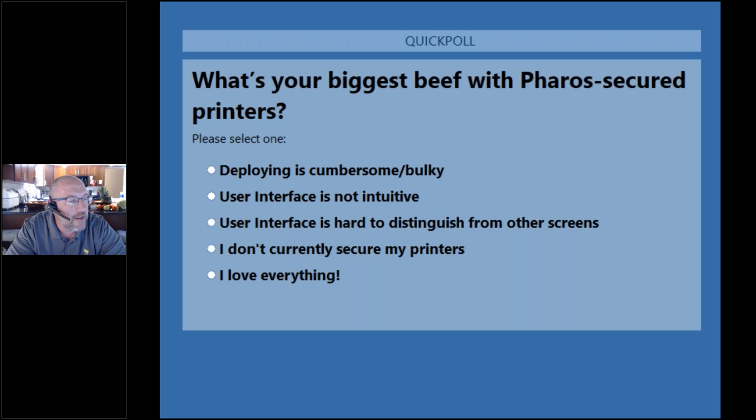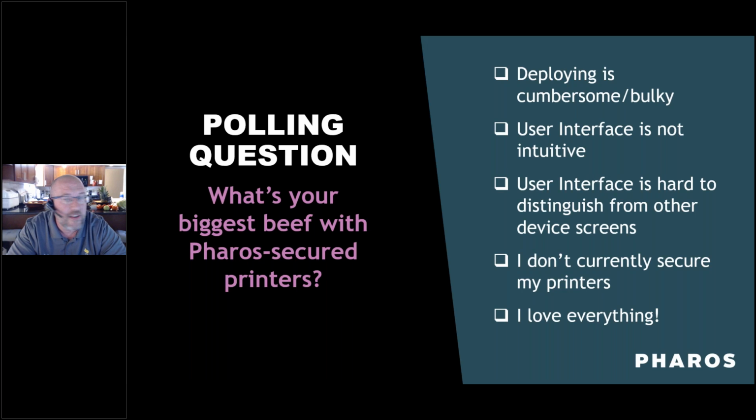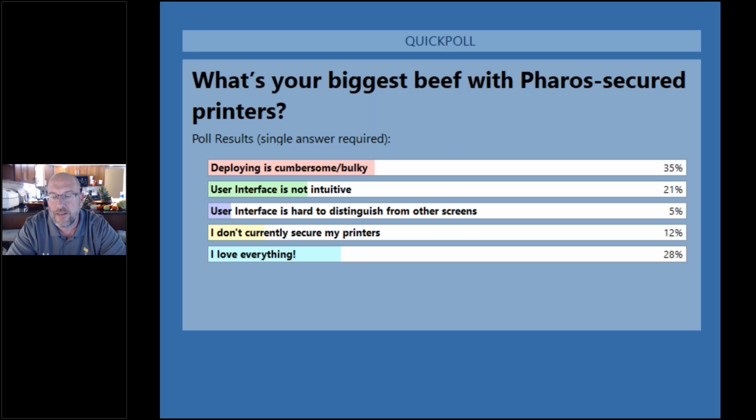So from our polling experience, 34% of you say that deploying is both cumbersome and bulky, which is the highest of them, followed by I love everything, which is awesome to hear. I like to hear those words. The user interface is not intuitive is third, followed by I don't secure, which is 12%, and then 5% say the user interface is hard to distinguish from the other device screens.